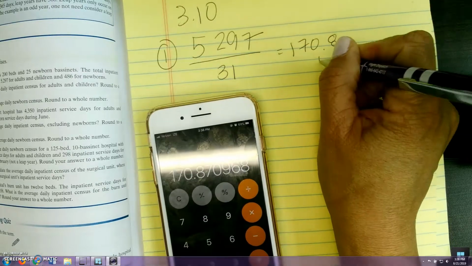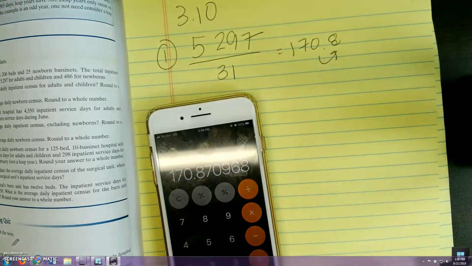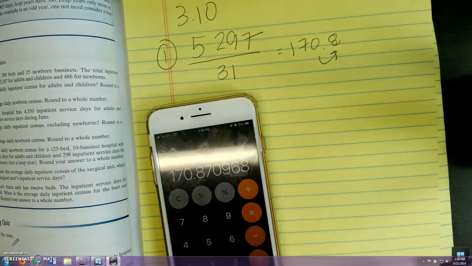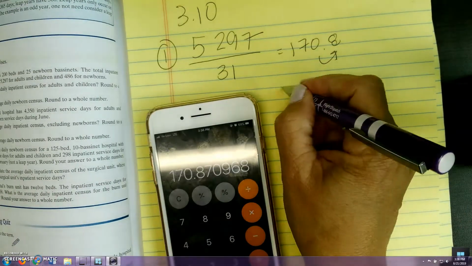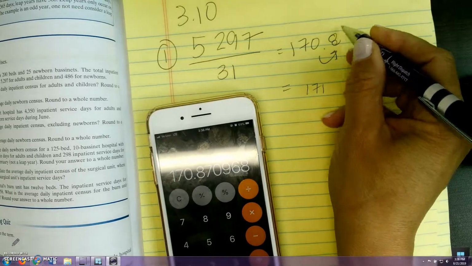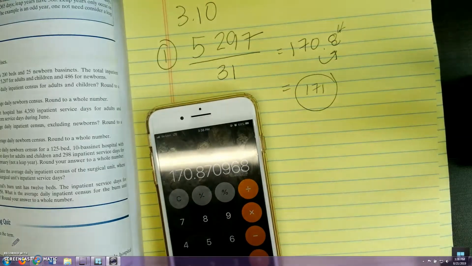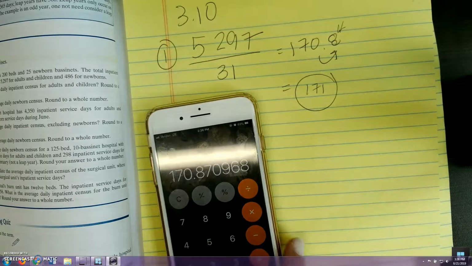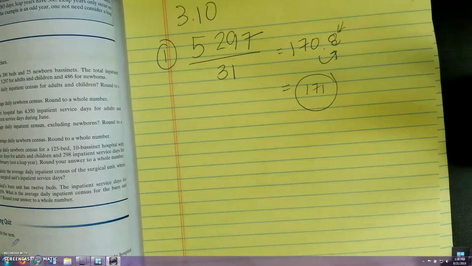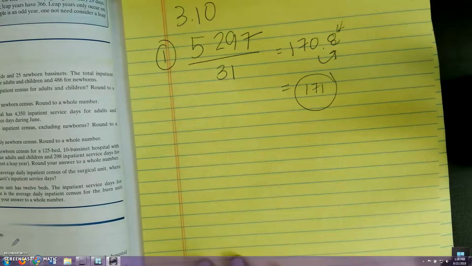And you get 170.8. Remember, if we're following the next door neighbor rule, our answer is 171, because this is above 5, so we increase it. We're at 171, rounding to a whole number. I hope you were able to get that.